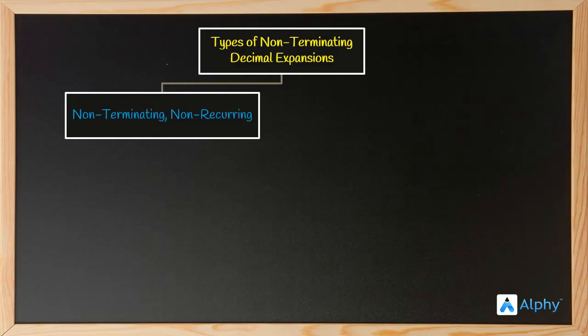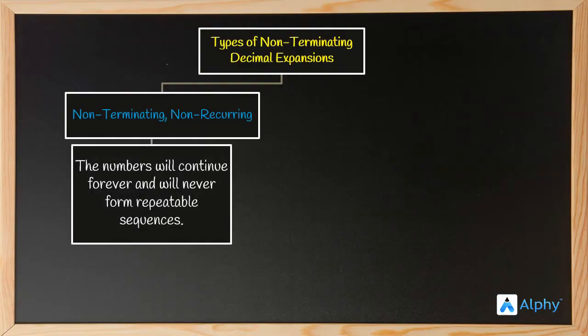Non-terminating, non-recurring. This is a type of non-terminating decimal expansion. Let's see what it means. The numbers will continue forever and will never form repeatable sequences. What this means is that the decimal expansion would keep on continuing and there will never be a pattern in the numbers. The numbers are going to be non-recurring, that means not repeating. There will be different sequences and different numbers, so you will not be able to have a clear pattern.